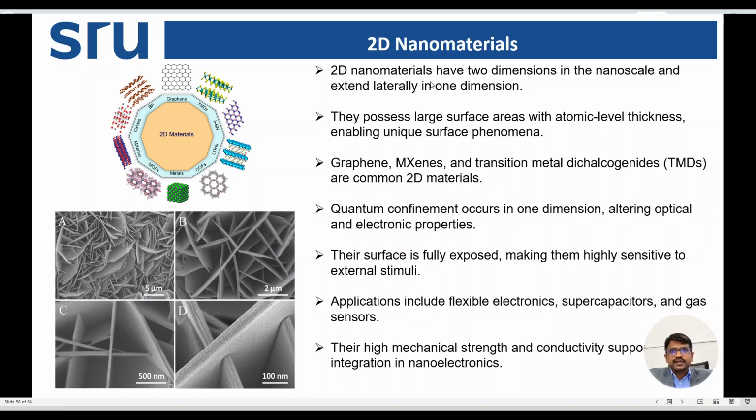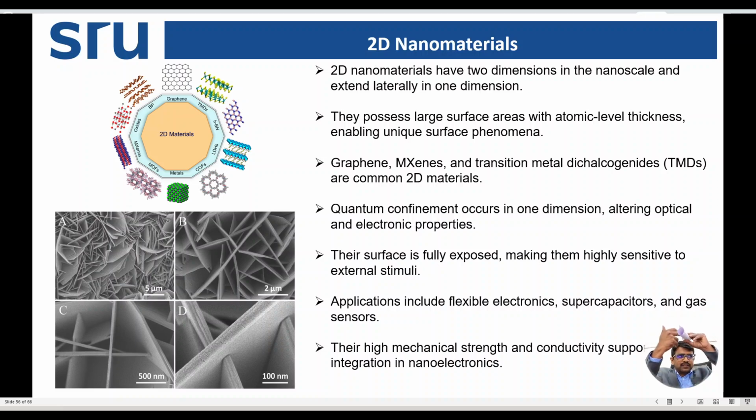That is the meaning of this sentence: 2D nanomaterials have two dimensions in the nanoscale and extend laterally in one dimension. They possess large surface area with atomic level thickness, enabling unique surface phenomena. When compared to one-dimensional material, two-dimensional material can provide high surface area. For example, if you take a sheet and roll it like this, let it be a nanotube.